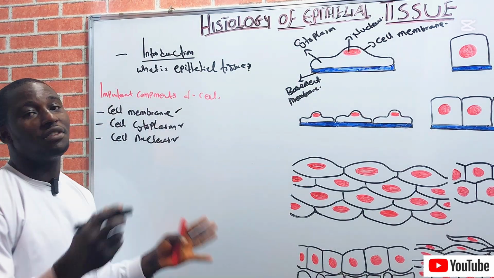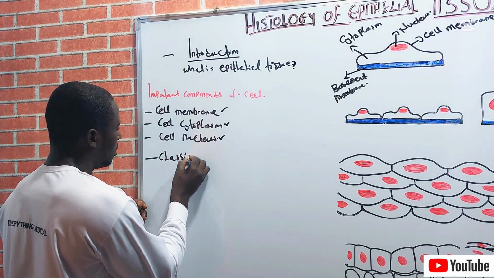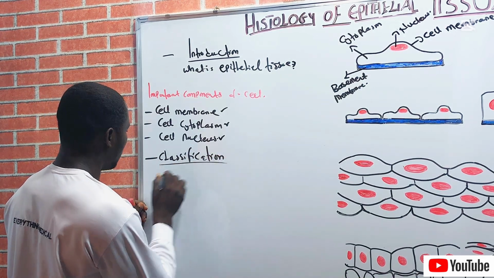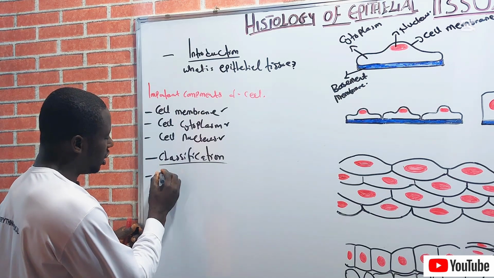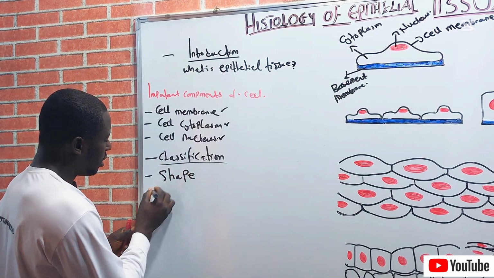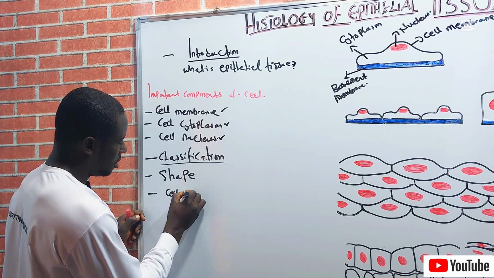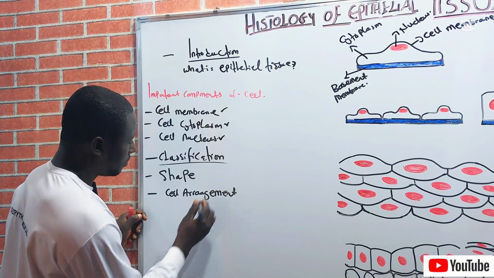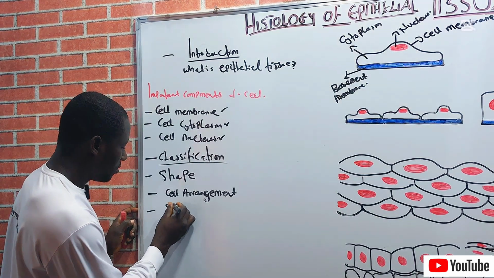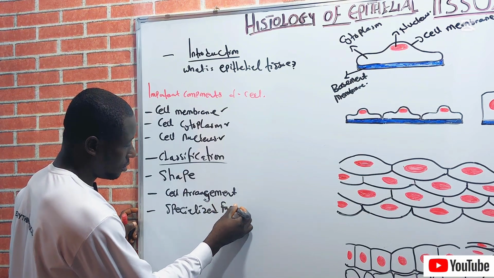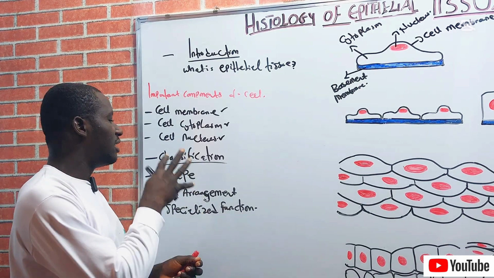Okay. The next thing we're discussing now is the classification of the epithelial tissue. We have the classification based on shape, classification based on cell arrangement, and classification based on specialized function. These are the three classifications of the epithelial cells.